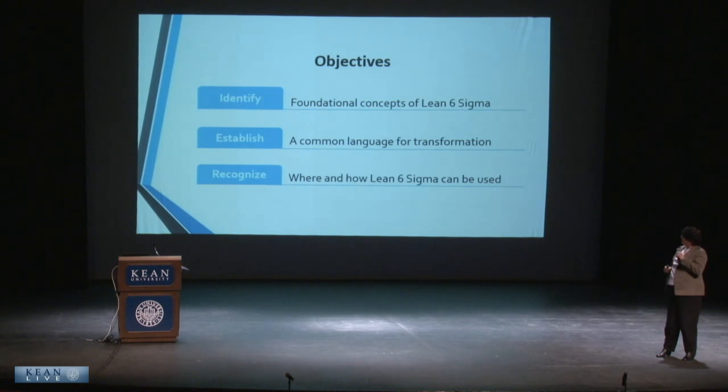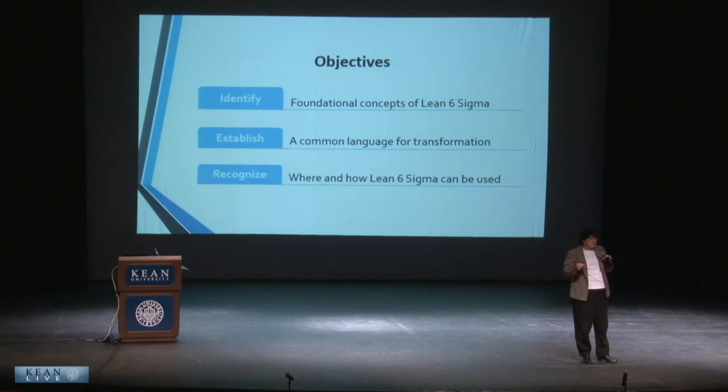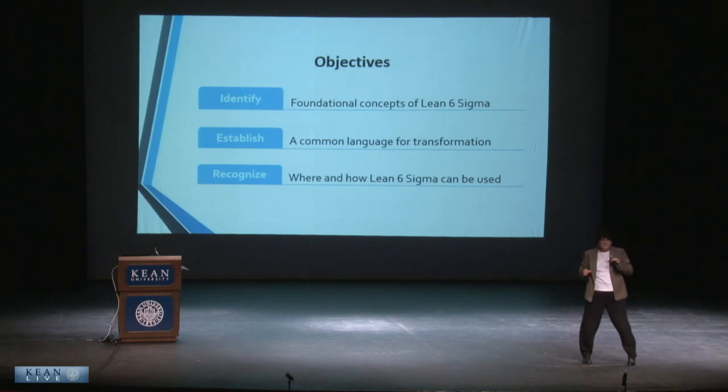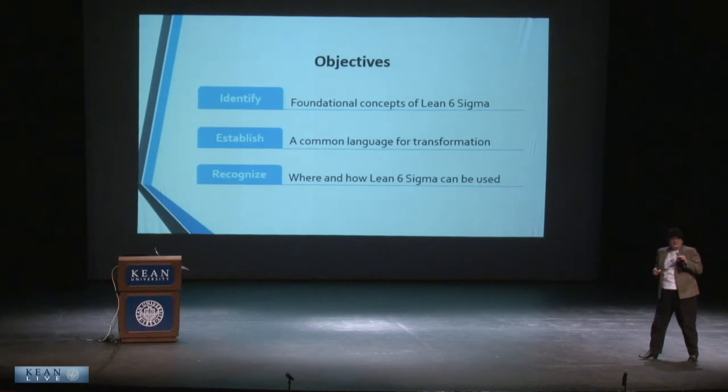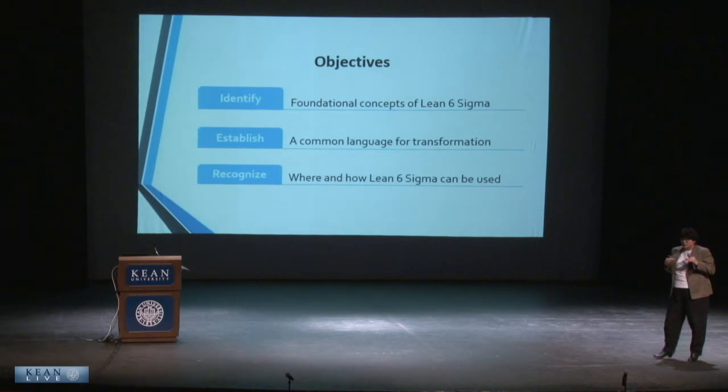Objectives. There's just 3 things I want you to take away today, because this is the first in a series on Lean Six Sigma. The first is identify foundational concepts. We do have a lot to cover here today. So again, it's just the 30,000-foot level. We want to establish a common language for transformation.